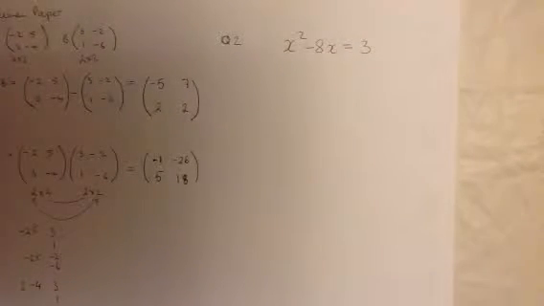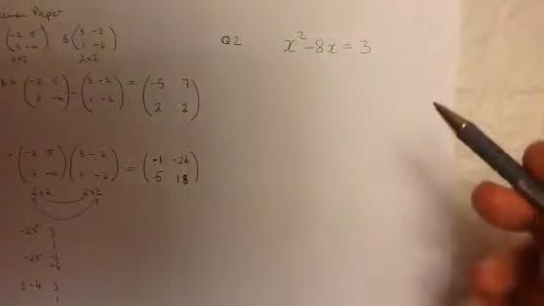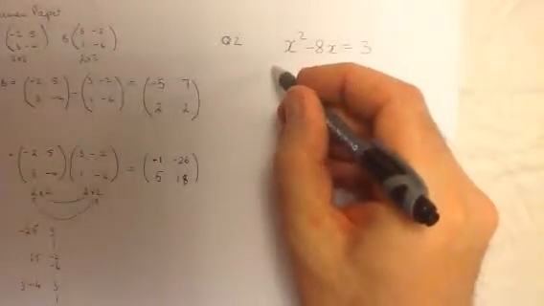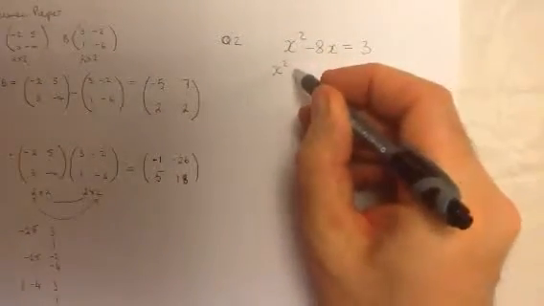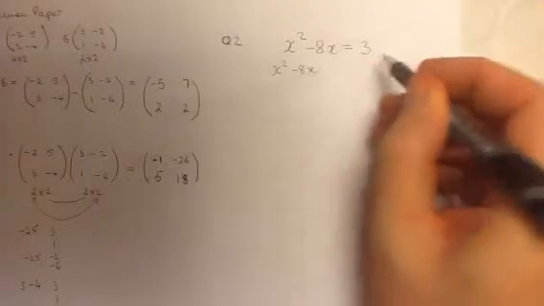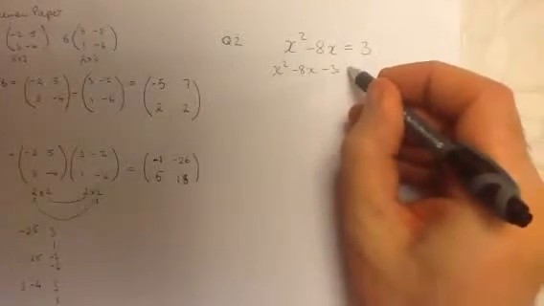We've just solved this equation by completing the square. So like all quadratics, our first step is to create an equation which is equal to 0. So I take 3 from both sides.